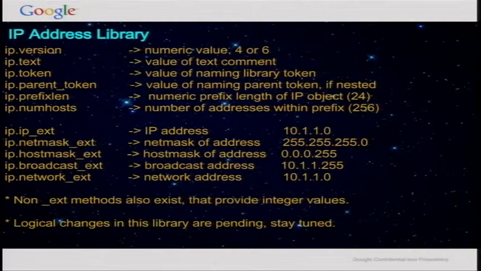You can say, well, what's the IP version of this particular object? And it'll give you a 4 or 6. What is the text comment that came in with this? What is the token it's in? Oh, this is in internal. What's the parent token? Oh, the parent token was RFC 1918, because remember how we can nest? You can request the prefix length. How many hosts are assigned in a given address or netmask?